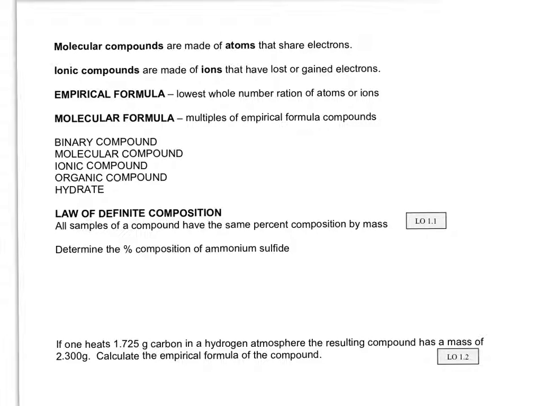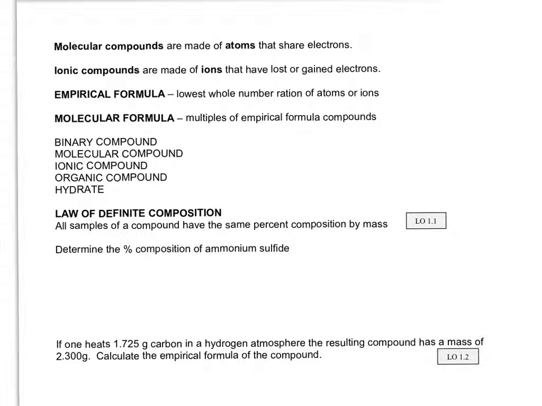Last thing we're going to end with for the notes today is the law of definite composition, which we had already talked about earlier. It says that all samples of a compound have the same percent composition by mass. If you remember a couple of pages ago, that was Joseph Proust that said that.